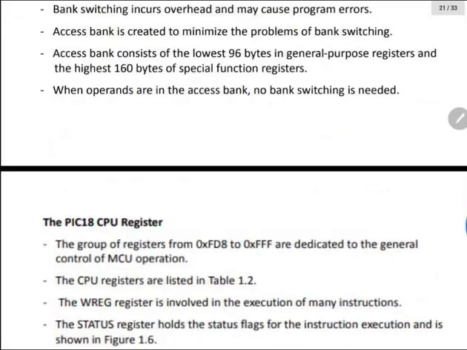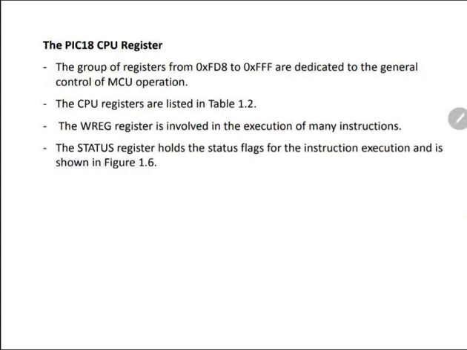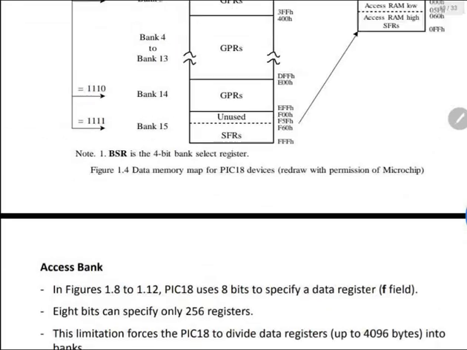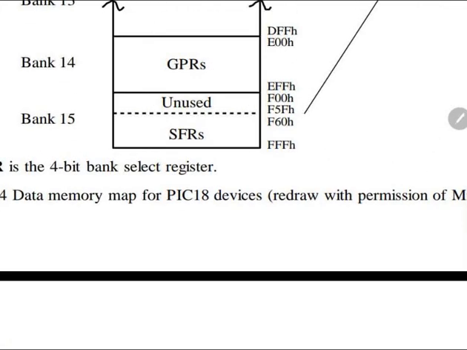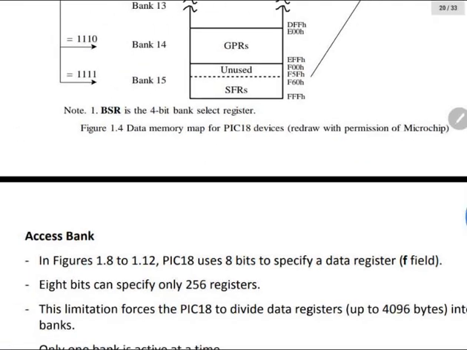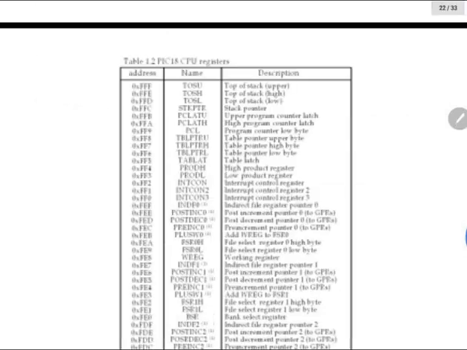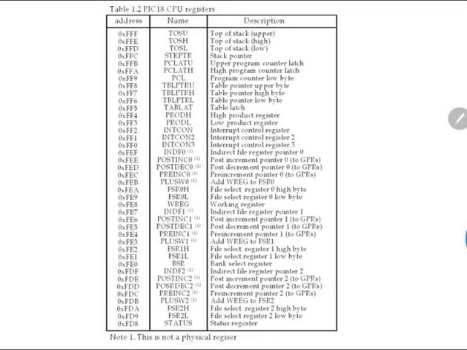So then we progressed to PIC 18 CPU registers, and these CPU registers are actually part of the special function registers which are in data memory. Do you recall this part? It is from FD8 until FFF. So they are known as CPU registers. Now, this is the table of the CPU registers, and you can see from FD8 until FFF, and each one of them has a name. It's not so clear here, that's okay.